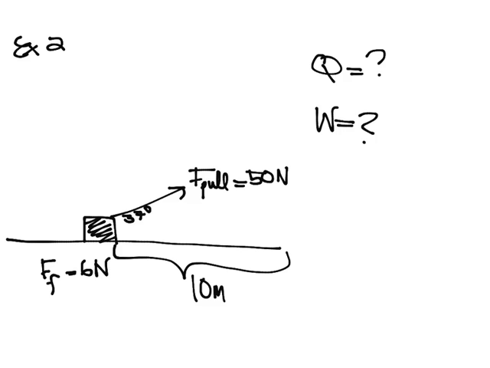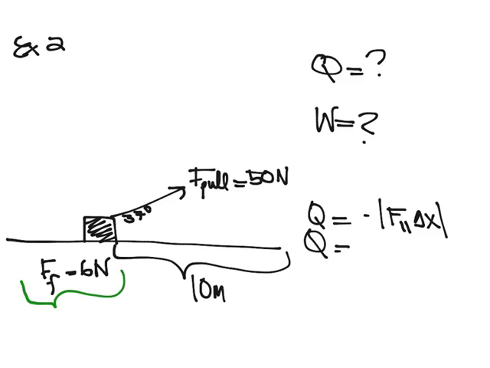Okay, so our friction is going to cause heat. Okay, we're going to use Q equals negative F parallel delta X. Okay, in this situation, what that means is that we have negative times 6 times 10 meters, or negative 60 joules.